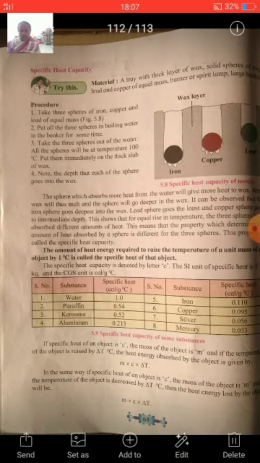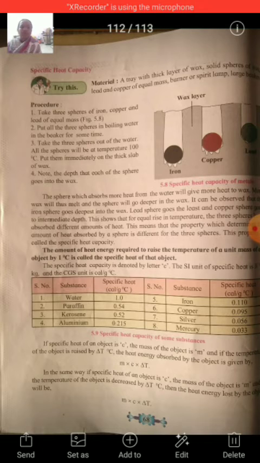And in the same way, if the specific heat of an object is C, the mass of the object is m, and the temperature of the object is decreased by delta T degrees Celsius, then the heat energy lost by the object will also be the same, m into C into delta T. It means the formula is the same; whether heat is absorbed or lost, we can calculate it by the same formula.